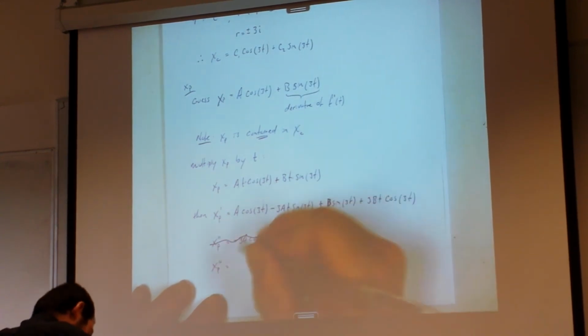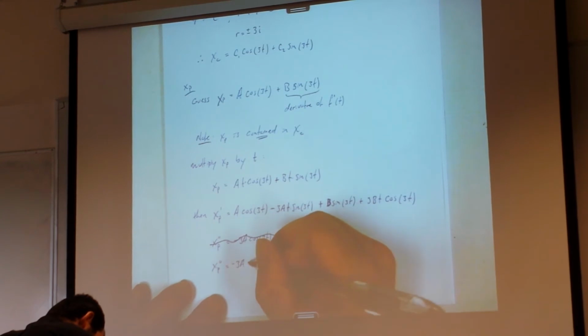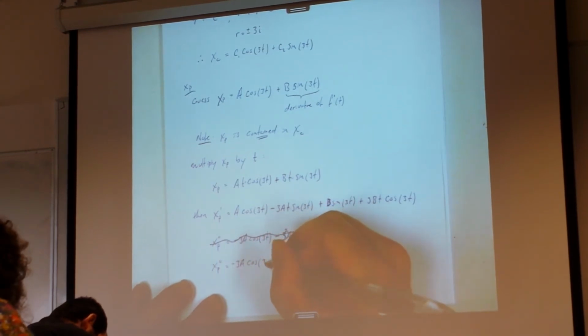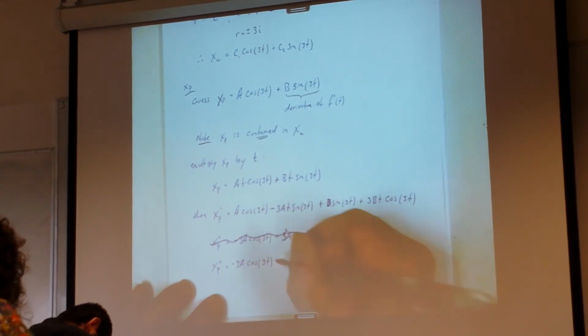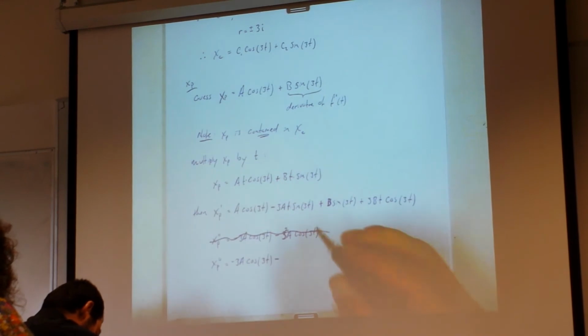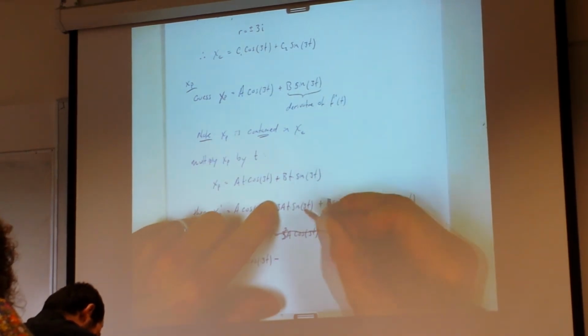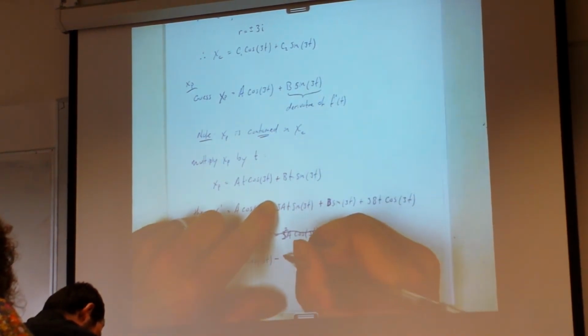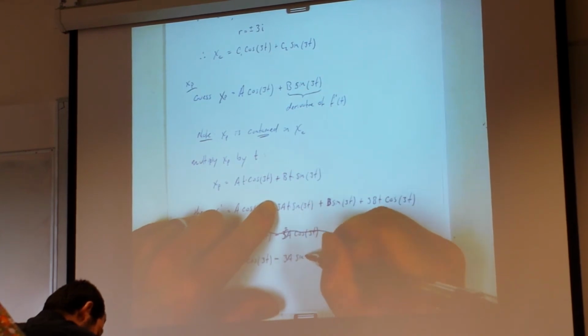Okay, so we got the negative 3a cosine 3t. Negative 3a sine 3t, I think this is. So minus this is so 3a, that's staying. So derivative of the first, 3a sine 3t.